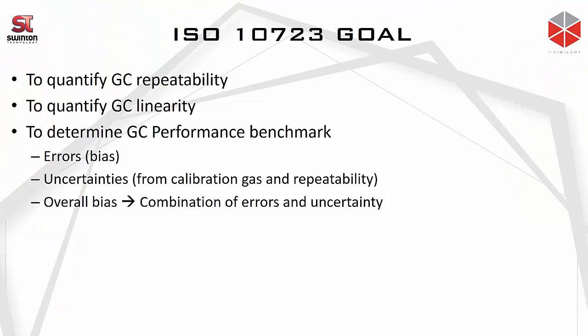In order to achieve that, we have a standard called ISO 10723. The goal of ISO 10723 is first to quantify the GC repeatability across the whole range, then to quantify the GC linearity across the whole operational range. From there we can determine the GC performance benchmark, which includes the error, which is the bias associated with the non-linearity, and then the uncertainty that comes from the calibration gas we use, also the repeatability, and then the overall bias, which is a combination of the error and the uncertainty.